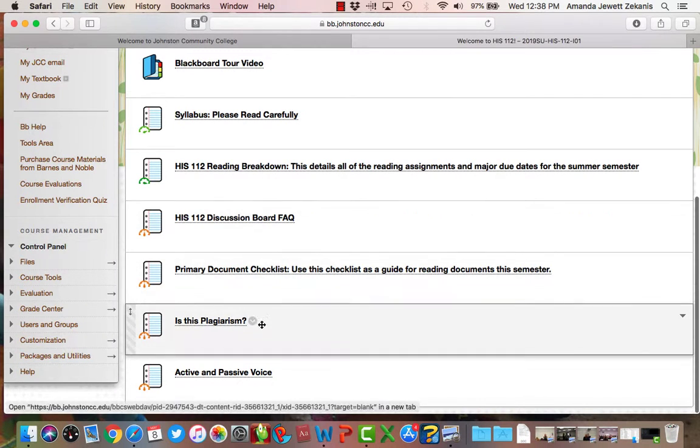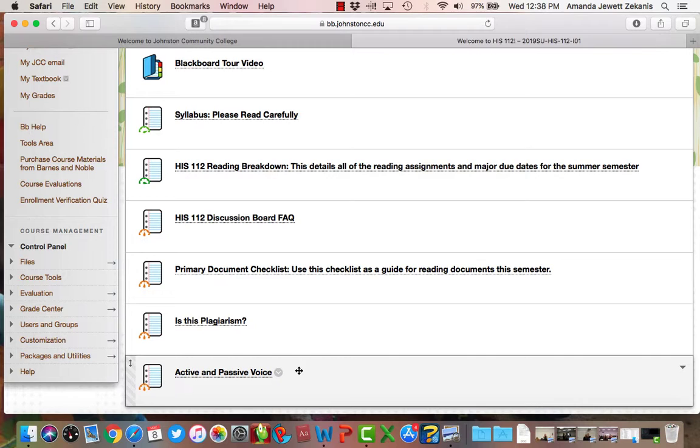I've got additional handouts. Again, this was mentioned in the syllabus video. Is this plagiarism? Active and passive voice. When you write your papers, you'll want to use active voice much more so than passive voice. This handout has examples of those different types of voices.